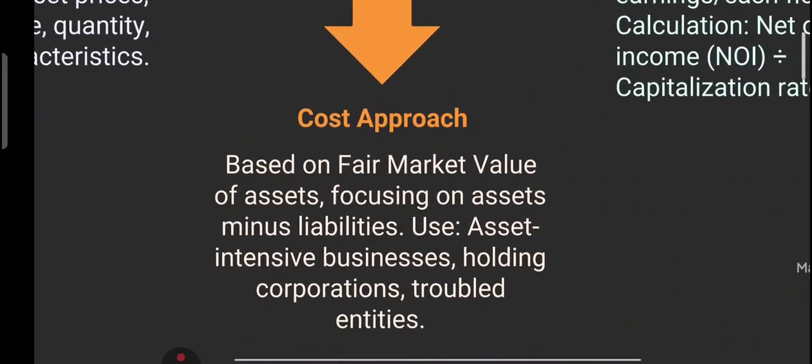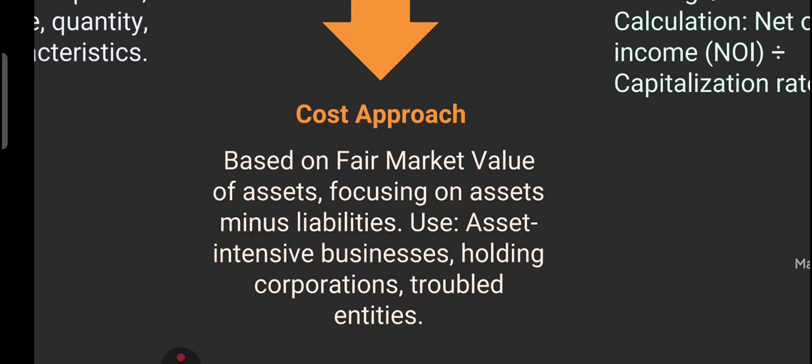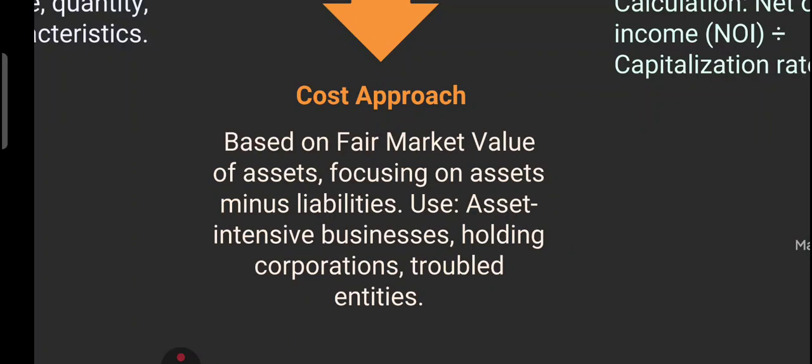The second approach we have is called the cost approach. The cost approach focuses on the fair market value of the asset minus liability, right? It is ideal for asset intensive businesses, like a holding corporation or when dealing with a troubled entity. Then the cost approach is most useful because it focuses on the fair market value, and does not focus on recent asset prices or recent transactions. In the market approach, the comparison method works best where we compare similar assets considering their size.